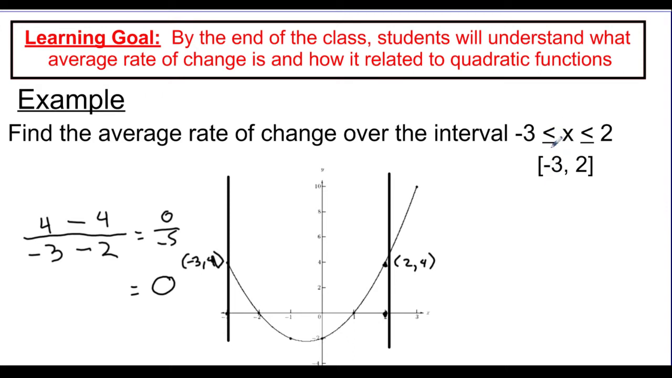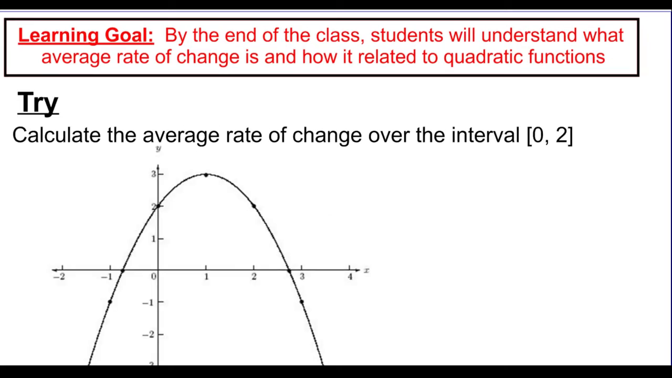So you're going to see these used interchangeably. This is called inequality notation, the first one, and the one below it with the brackets is called interval notation. So you'll use those interchangeably. So here's an example for you to try. You can pause the video, make sure that you can calculate the average rate of change, and then I'm just going to work it out when you're ready to go.